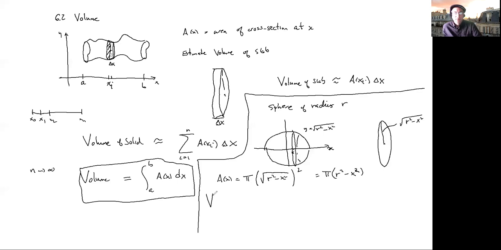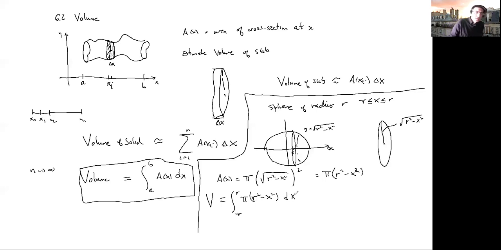So what is the volume? The volume, I'll call it V, is the integral. Now we're integrating with x going from minus r to r, so minus r to r of pi times (r squared minus x squared) dx. R here is a constant, of course.